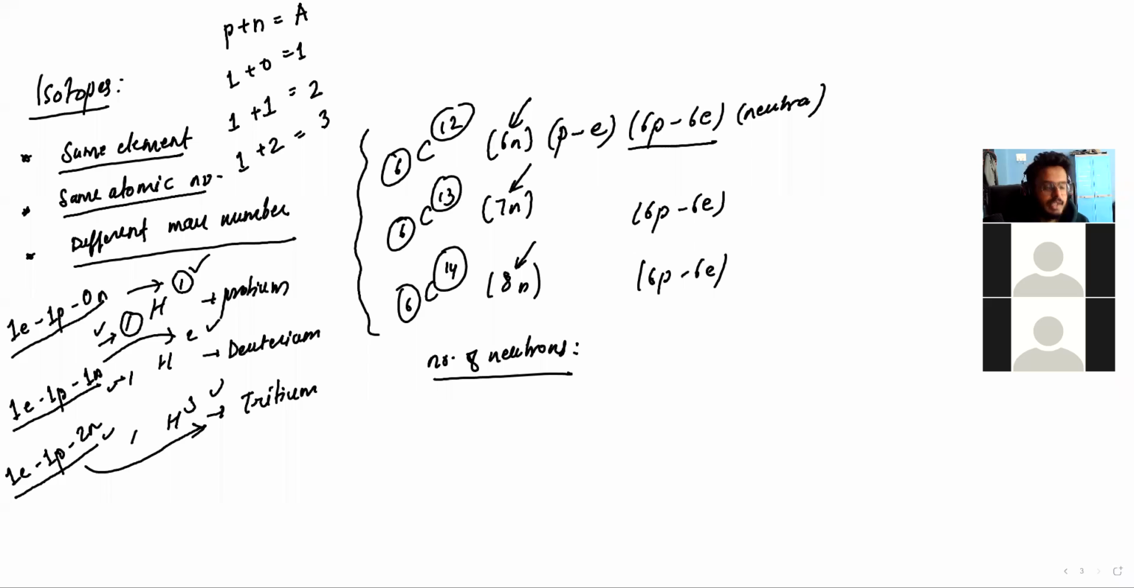So if you have any doubts regarding isotopes, let me know right now. You can type it in the chat, or you can just unmute yourself and let me know. Isotopes are atoms of the same element that have the same atomic number but different mass number. Okay, so if you don't have any doubts, I'll continue with the next topic.